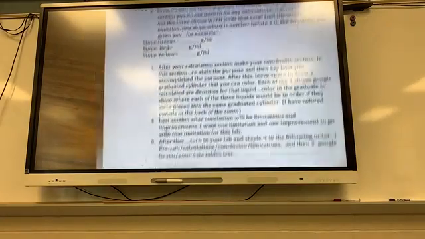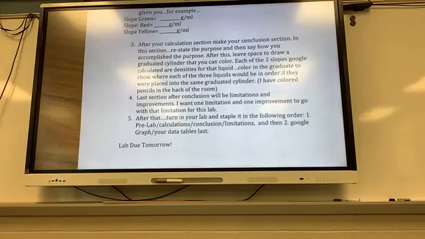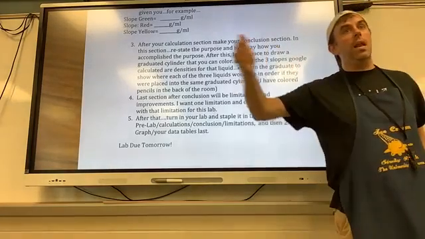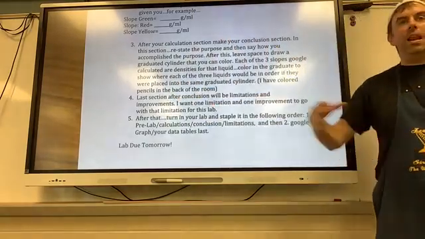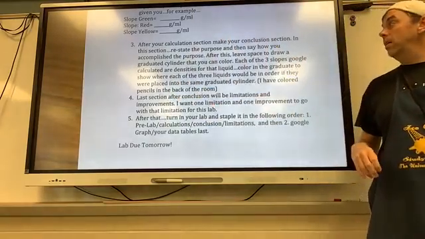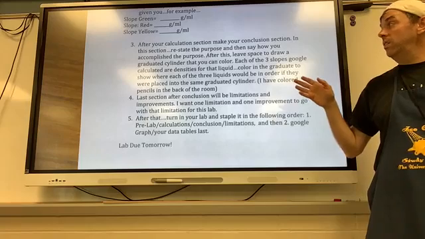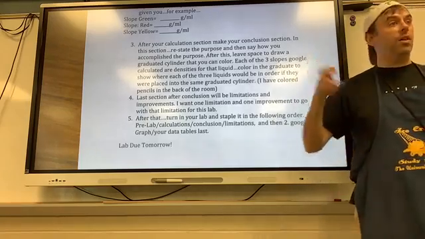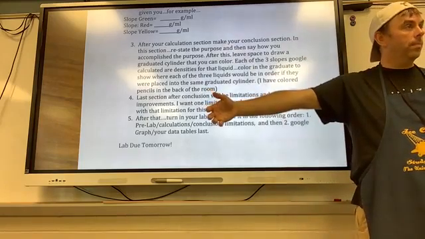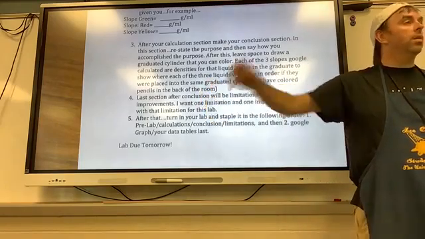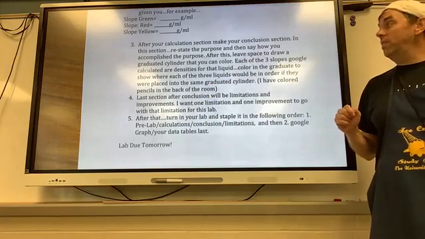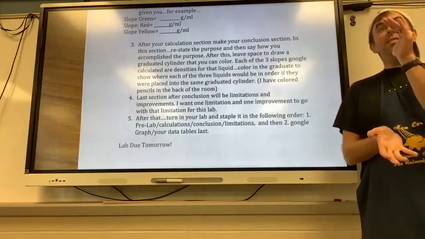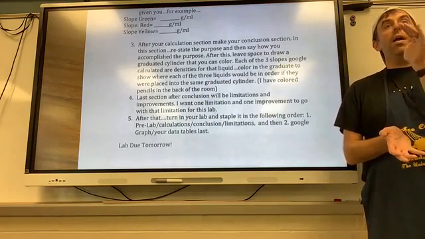After your calculation section, you're going to make a conclusion section. For the conclusion section, you are going to, once again, restate the purpose. You're going to say, the purpose of this lab was to... Then, after that, you're going to say how you accomplished this purpose. Remember how we summarized the procedure in 2 sentences on the last lab? Do that again. After this, you're going to leave a space to draw a graduated cylinder.